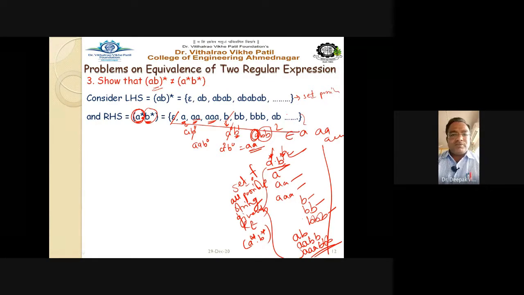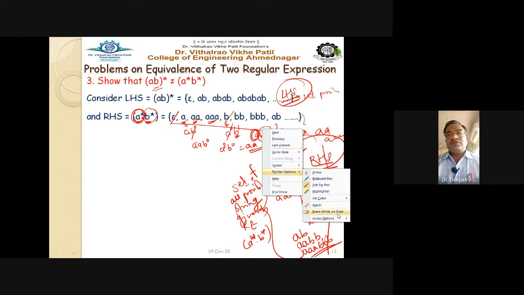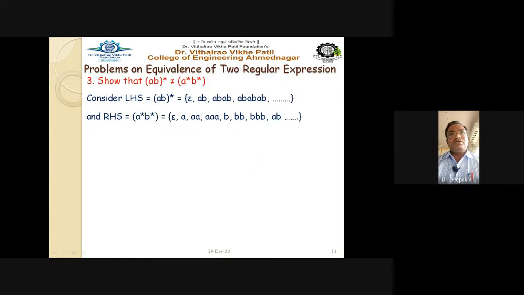So can we compare these things? This is the set of all possible strings. This is your right hand side set of strings, and this is your LHS set of strings. So you have to compare this LHS and RHS. Can you find any difference? Are both the same, or is there any difference? Yes, there is a difference between these two sets of strings. So what is the difference?